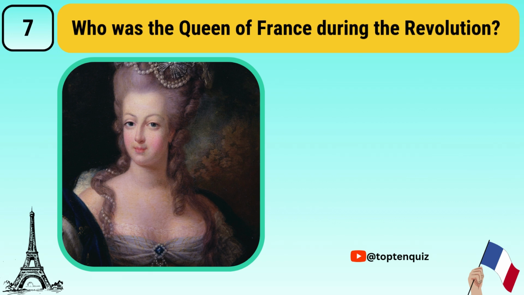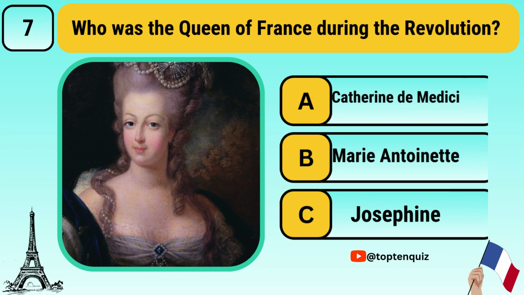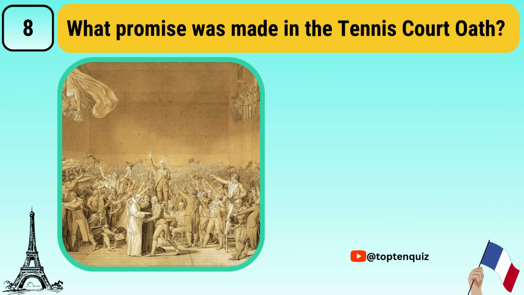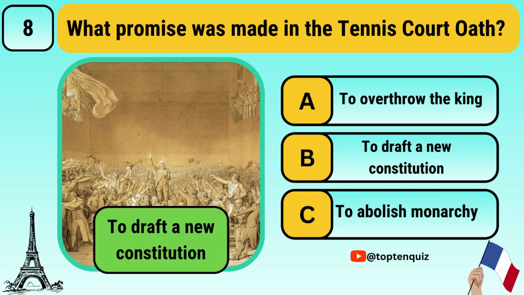Who was the Queen of France during the Revolution? Catherine de' Medici, Marie Antoinette, Josephine. It was Marie Antoinette. What promise was made in the Tennis Court Oath? To overthrow the king, to draft a new constitution, to abolish monarchy. The answer is to draft a new constitution.